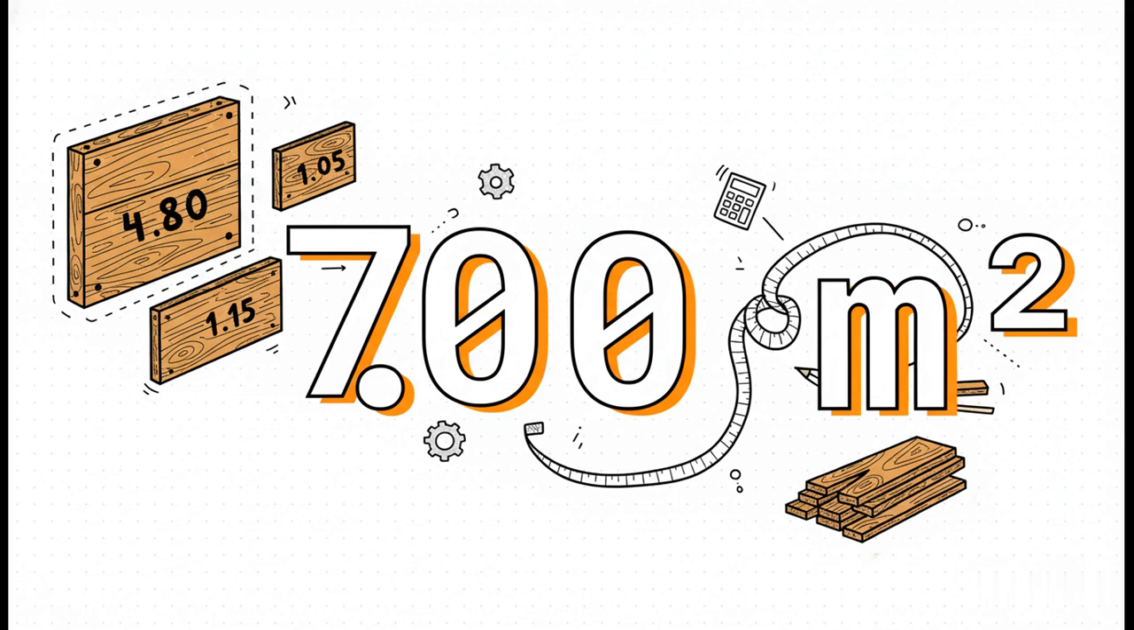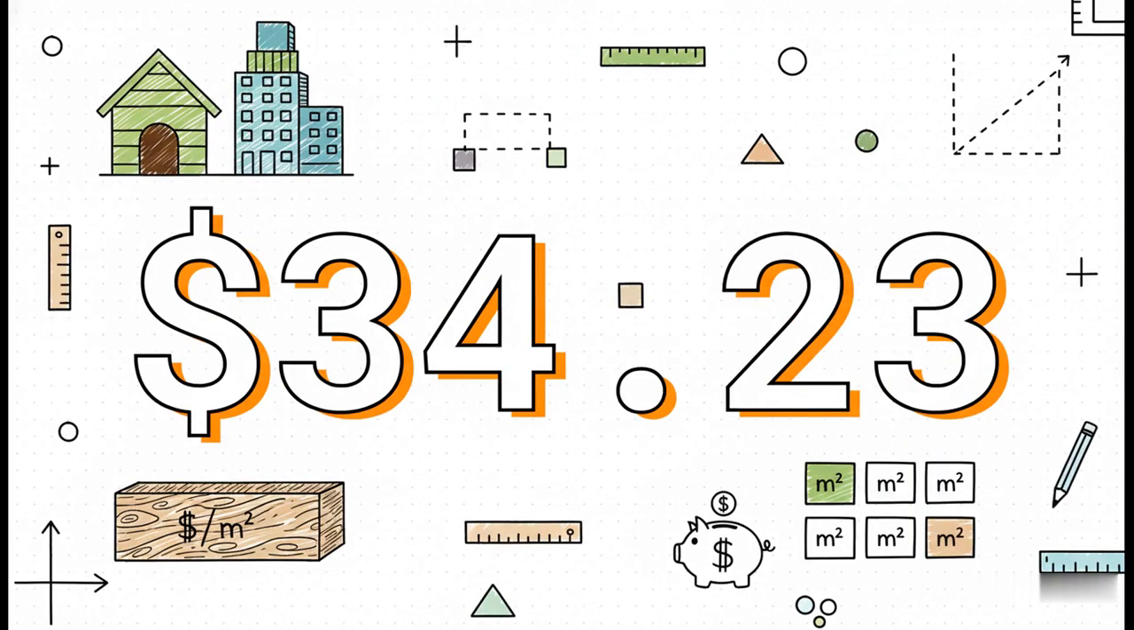We did it! We took a complex 3D object, broke it down, and measured it piece by piece. But why does this even matter? Well, because 7 square meters isn't just some abstract number. It's a budget. If wood costs $4.89 per square meter, we now know this project is going to cost exactly $34.23 in materials. This is how real-world projects are planned, from doghouses all the way up to skyscrapers.